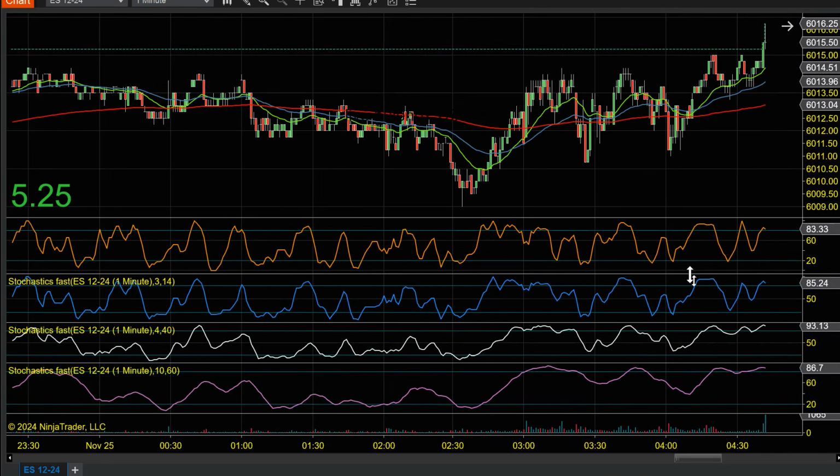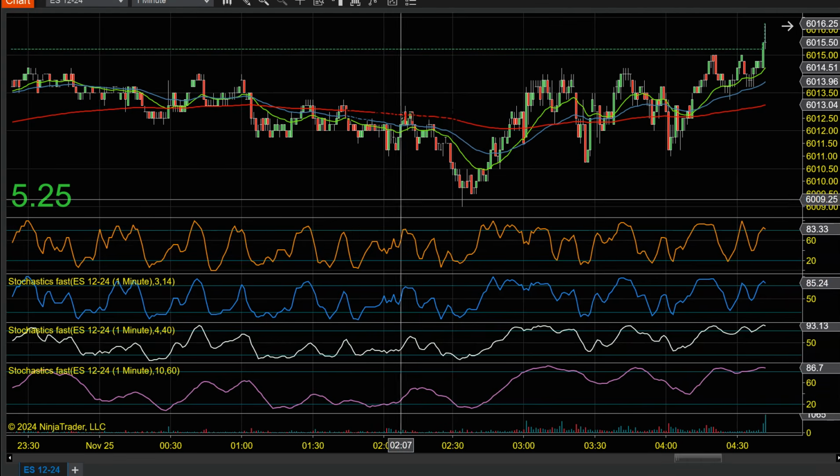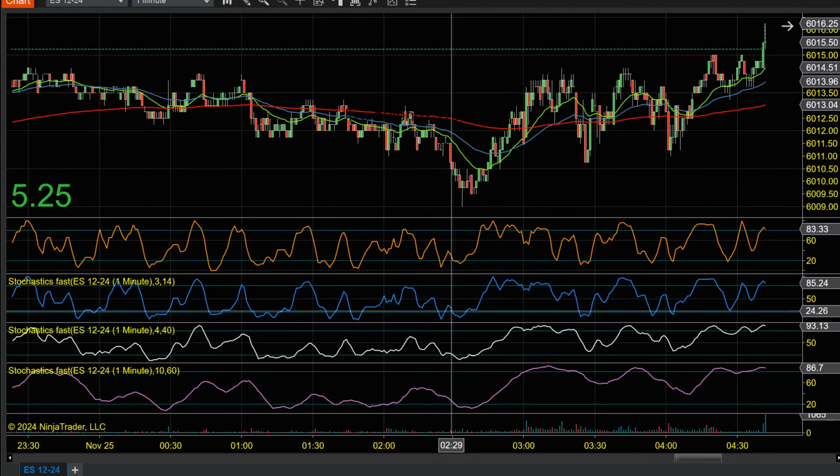Now there's other setups too that I'll go over, but the other big one is called a quad rotation. That's when all four time frames line up. Now we have to remember, this is a 9-3, 14-3, 44-4, and 60-10. Don't worry about anything else other than each one represents a different speed of the momentum underneath the price, and that's what stochastics is measuring, momentum.